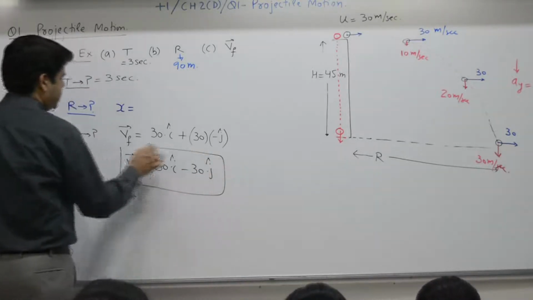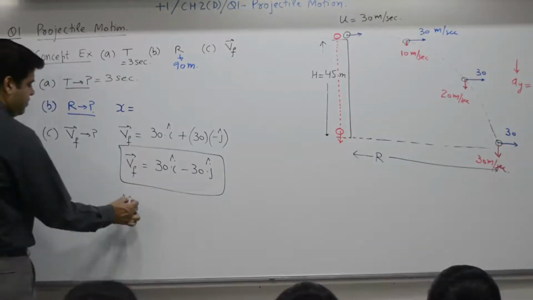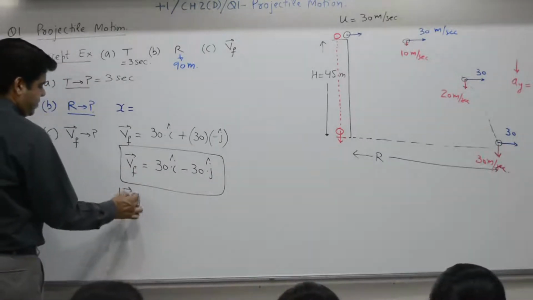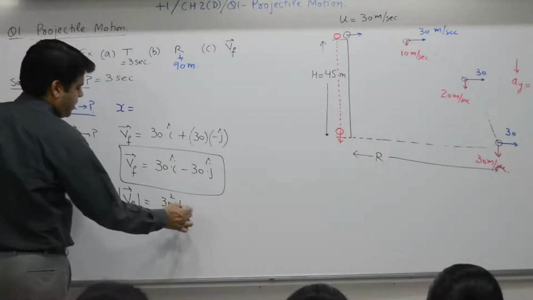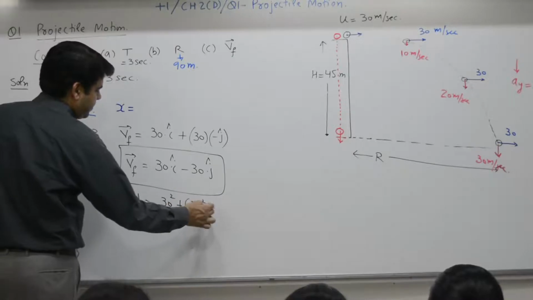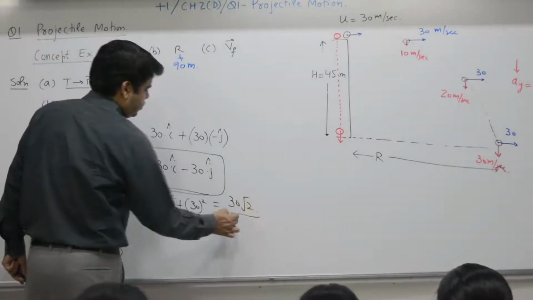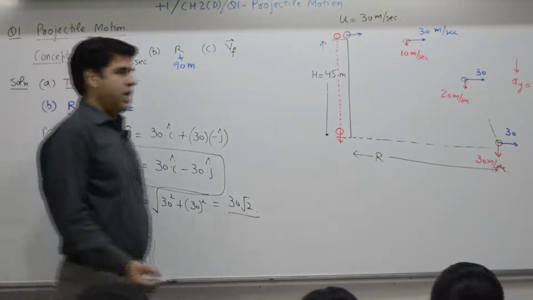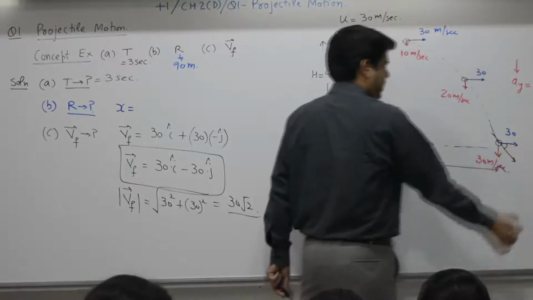What is the magnitude of this? Magnitude of Vf is the square root of 30 square, i component square, plus j component square, which comes out to 30 root 2. At what angle will it hit the floor?